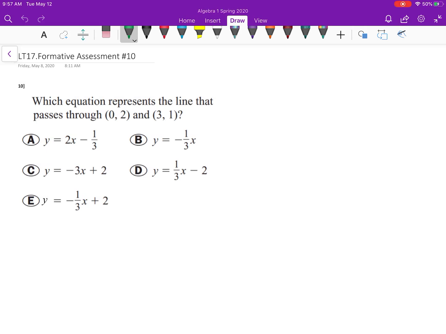Number 10, which equation represents the line that passes through (0, 2) and (3, 1)? So when we're given 2 points on a line, the best form to start with is point slope form.